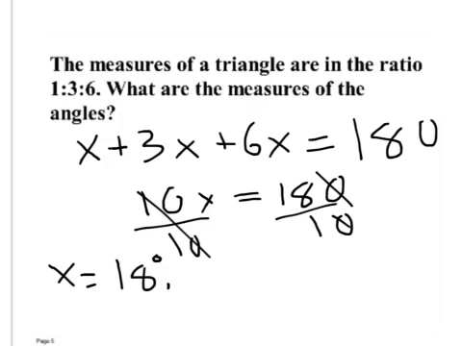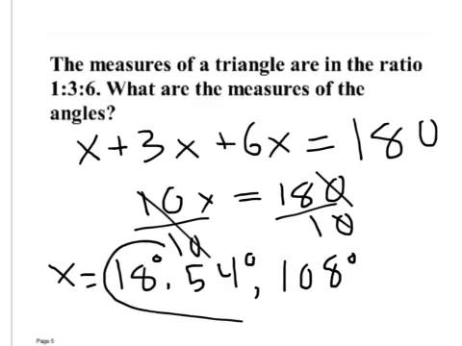I have to take 18 times 3 to get what, Nicole? 54. And Nikki, what would be the last angle? 108. Can I check to make sure this adds up to 180? 18 and 108 would be what? 126. What's 126 plus 54? 180. There's my answers.